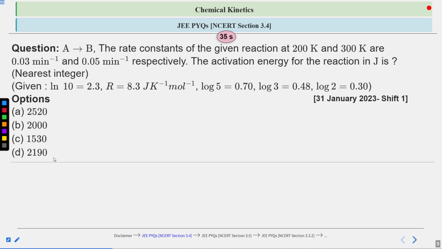So you are given some time. Try to remember the concepts that we have covered in this chapter, which we can use while solving this question. We have been given the rate constant values, and you have to find the activation energy. So try to solve this, then we will see the correct answer.